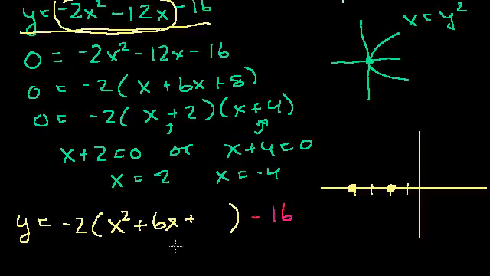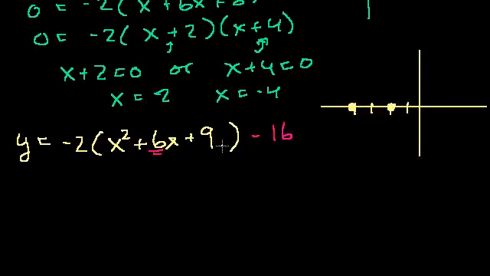To make this a perfect square, I have to take half of this, half of the 6. Half of the 6 is 3. 3 squared is 9. If I add 9 to the right-hand side of the equation, and remember, I didn't just add 9. This 9 times minus 2 I'm adding. So if I subtract, that's minus 18. If I subtract 18 from the right-hand side, I also have to do it from the left-hand side.